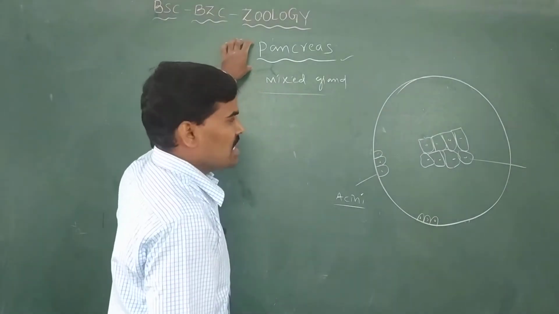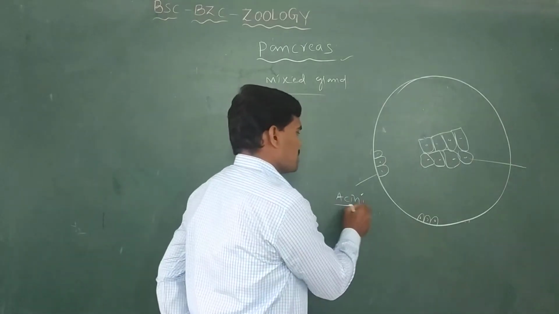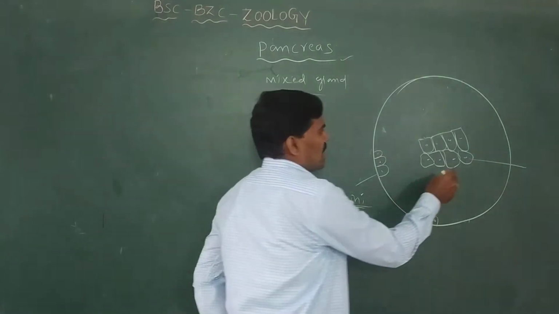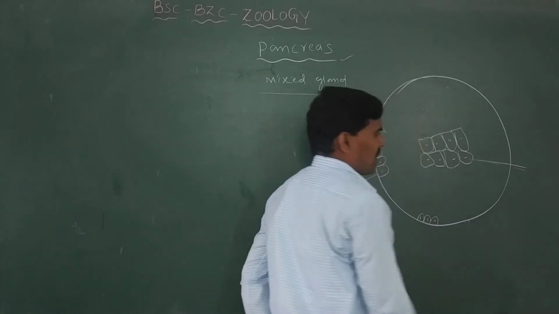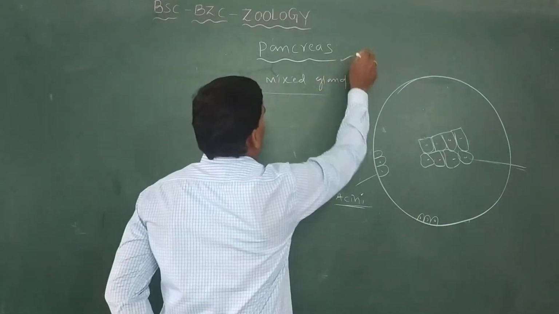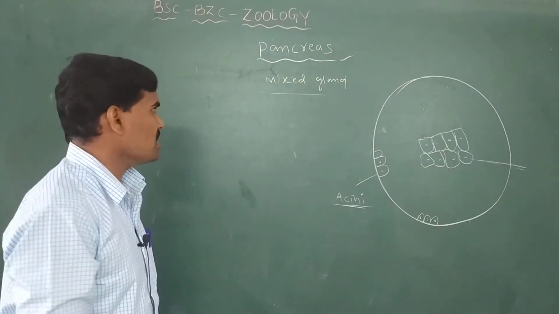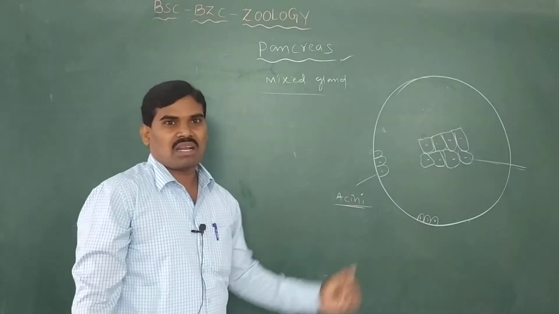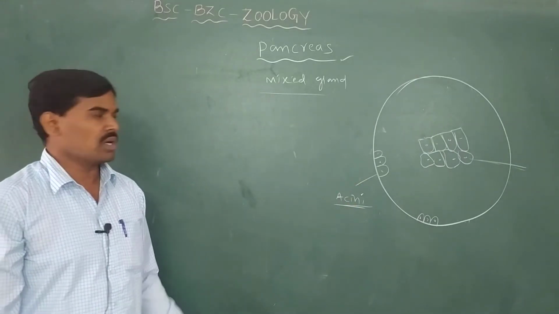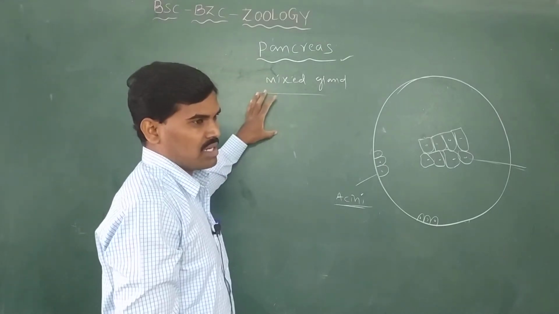It is only one gland, with ducts and without ducts. With ducts, the acini cells secrete enzymes, and without ducts, the islets of Langerhans secrete hormones. So the pancreas is a mixed gland or common gland, because in one gland there are both enzymes and hormones.